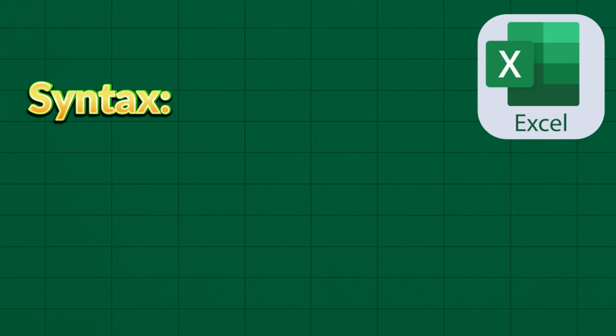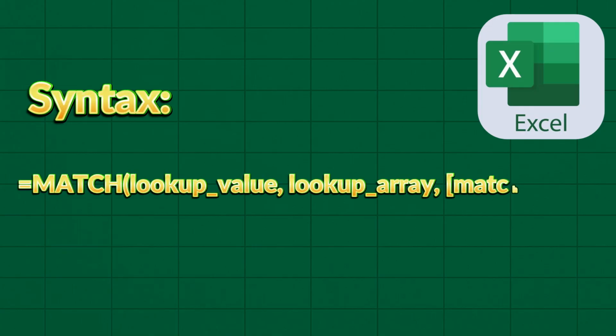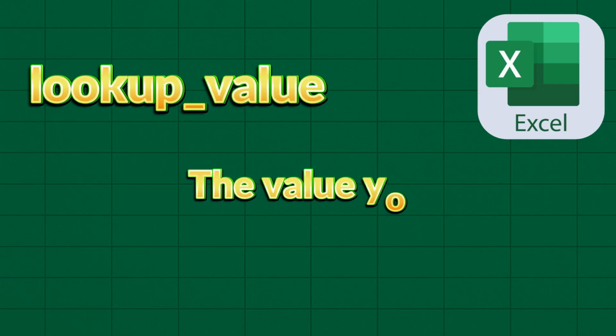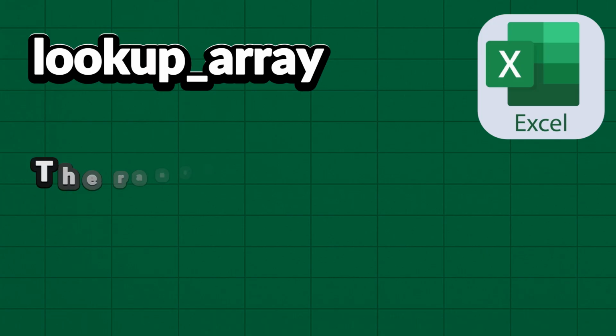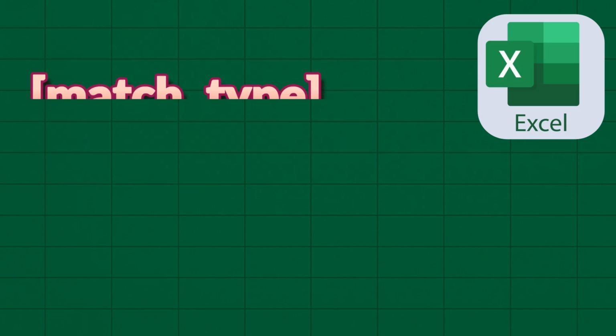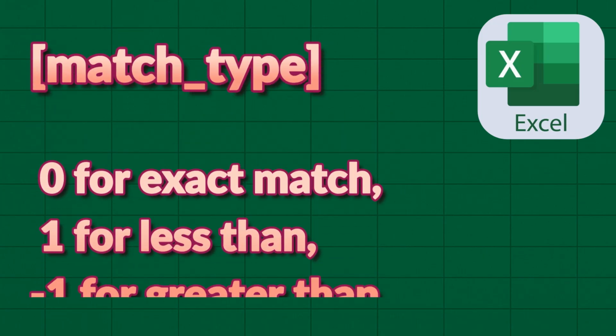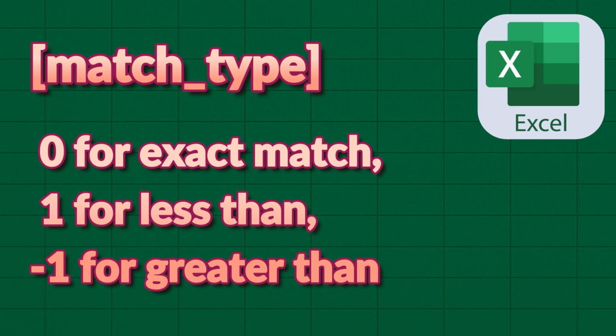Section 2. MATCH Basics. Syntax. Equals MATCH(lookup_value, lookup_array, match_type). Lookup value. The value you're searching for. Lookup array. The range to search. Match type. 0 for exact match, 1 for less than, -1 for greater than.